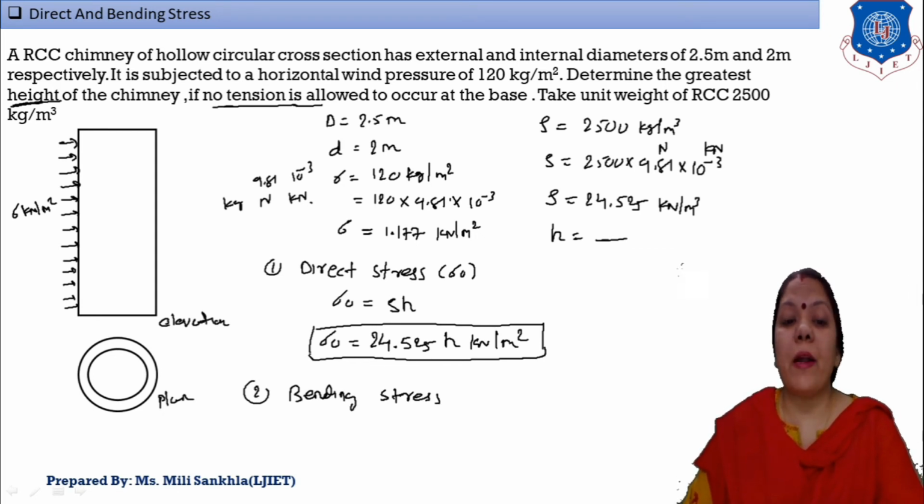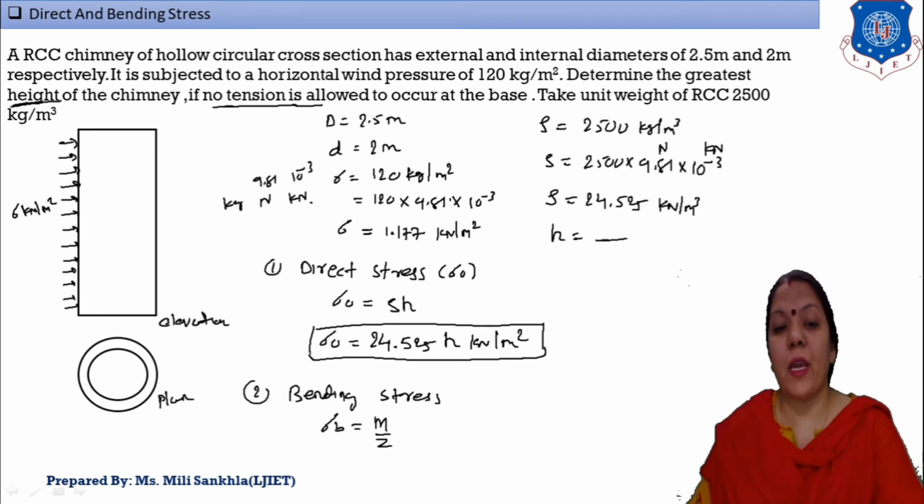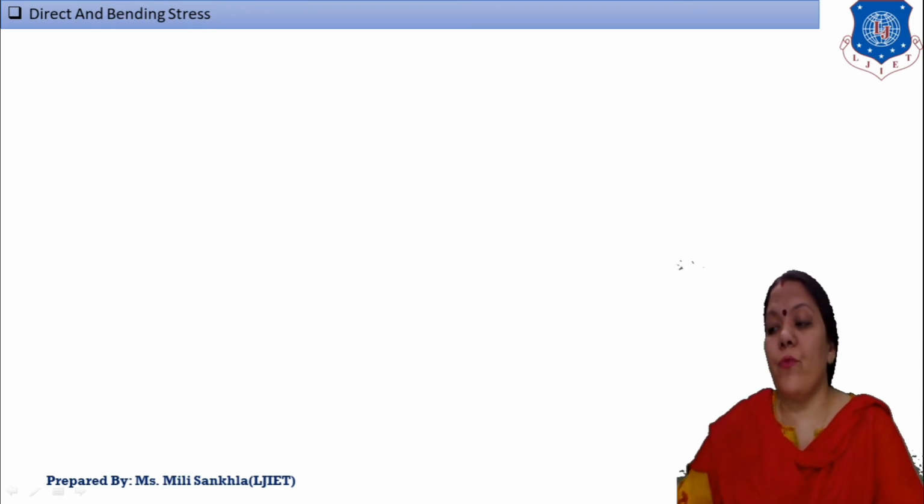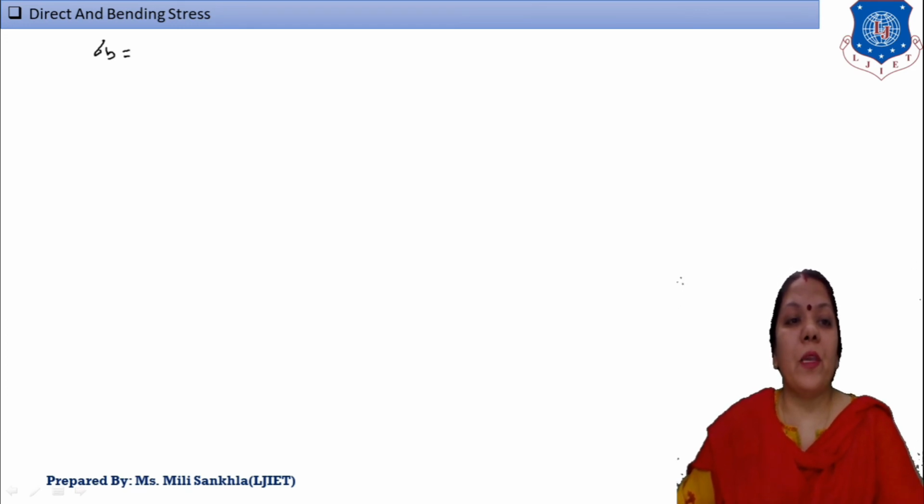Now the equation of bending stress is sigma b is equal to M by Z. The value of bending stress depends upon M by Z. That means first of all sigma b is equal to M by Z. Now what is M? M is equal to P h by 2.